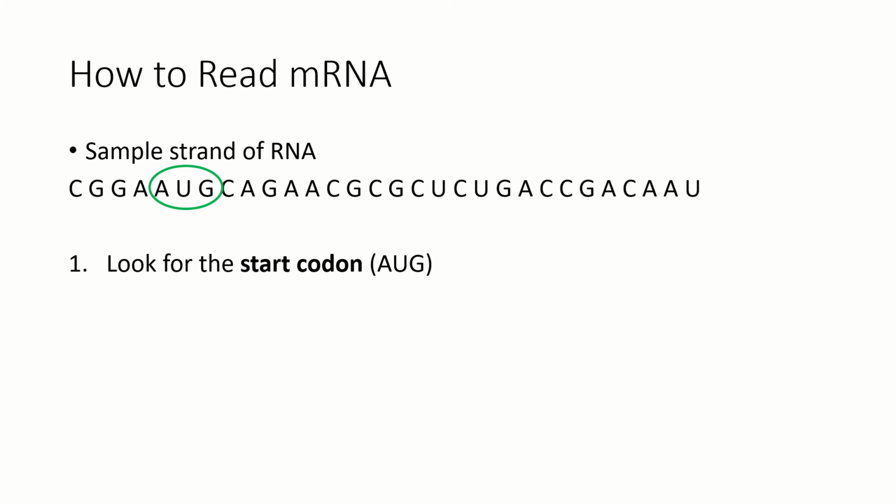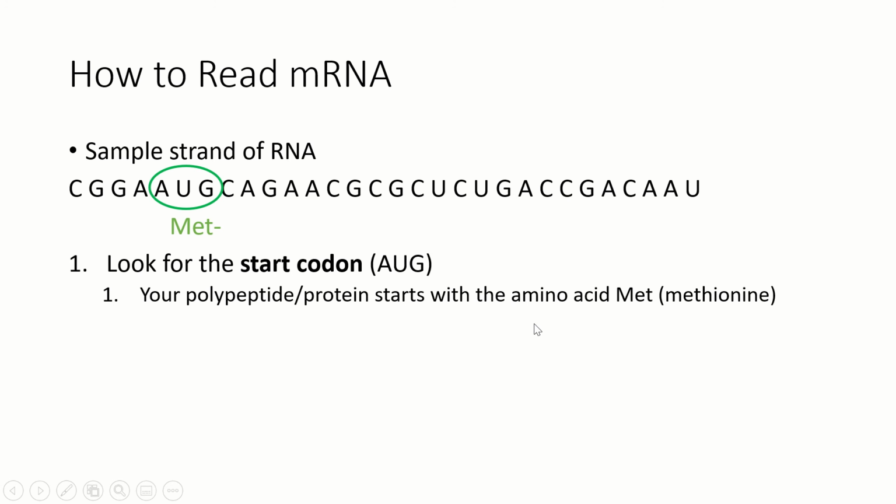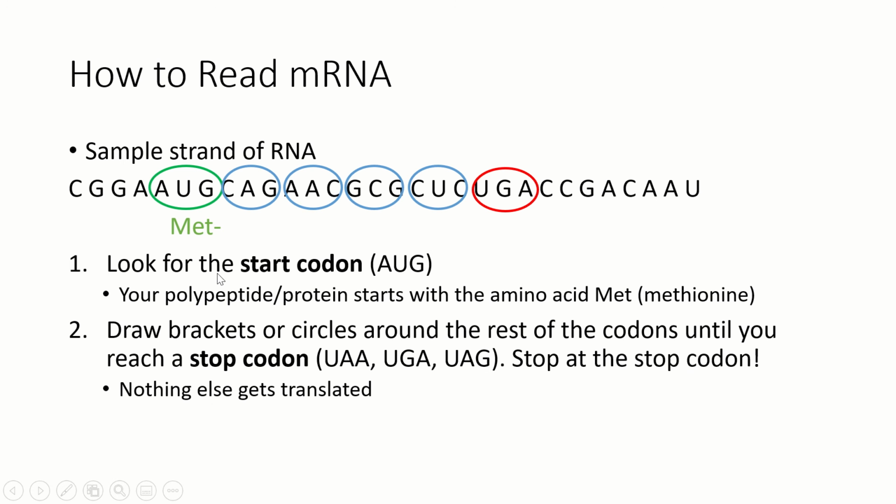If you like colored pencils or pens, may I recommend green for start, for go. All right. And then what I like to do when I'm reading mRNA and translating RNA is put the amino acid there so I know which one it starts with. And then either circle or just put brackets around the codons, because otherwise it's really easy to lose track of where you are.